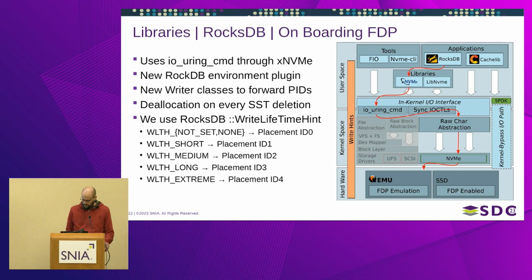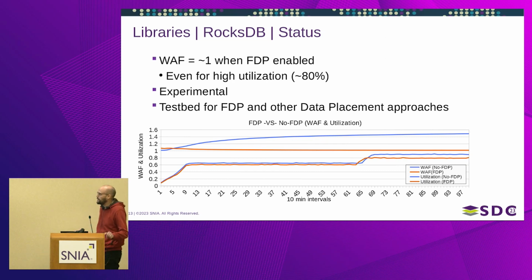Cool. Very nice questions. So at the end, we have the status. We have a bit of numbers, and again, blue is no FDP, red is FDP. In this figure, since it's percentages, I put two types of information in the same figure. The one that is over 1 is the write amplification, and the one that is below 1 is the utilization. And I ran this with db_bench, the benchmarking tool of RocksDB.